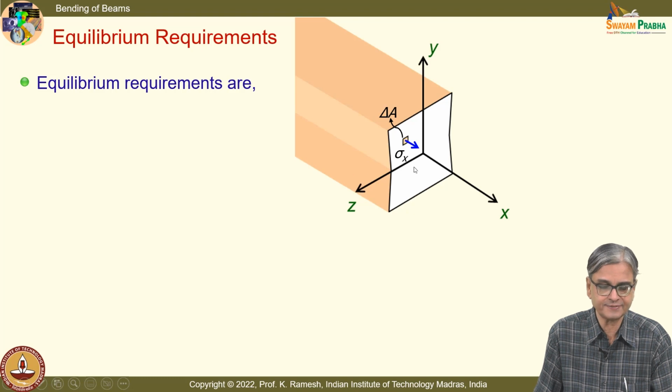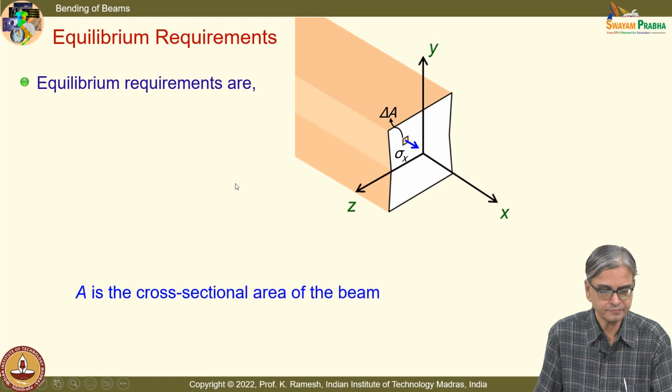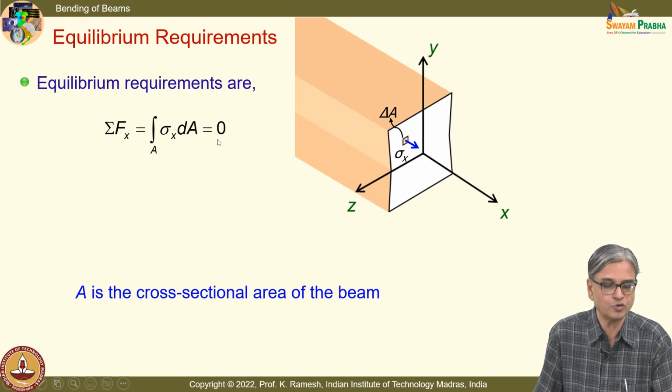So when I have stress, when I have the area, I can find out the force, and A is the total cross sectional area of this cross section. So I have the first requirement, summation of force in the x direction should go to 0. This is to be integrated over the area A. So integral of sigma x dA equals 0. And you can go back and write the expression for sigma x. We have already determined that.